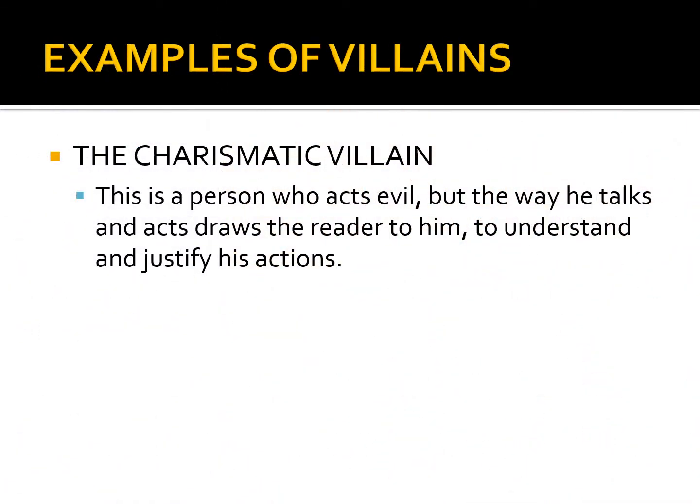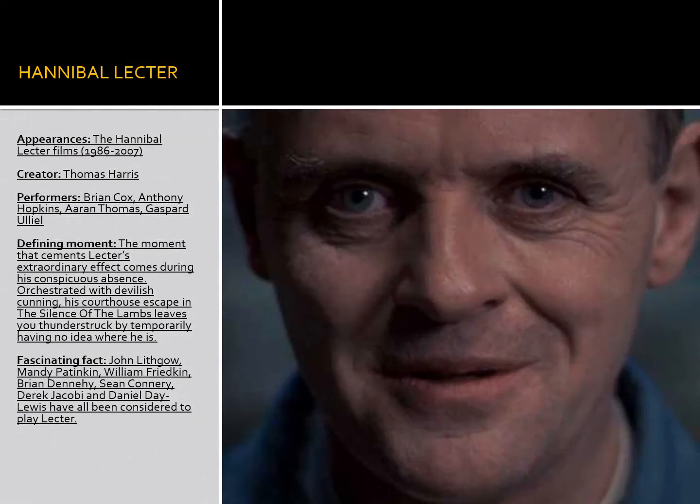The charismatic villain is a person who acts evil, but the way he talks and acts draws the reader to him to understand and justify his actions. The reader or the audience knows that this villain is doing bad things, but they're always trying to find reasons why they're doing it in order to explain his villainy. An example of a charismatic villain is Hannibal Lecter.